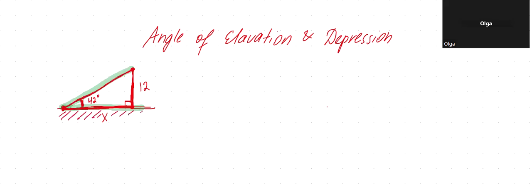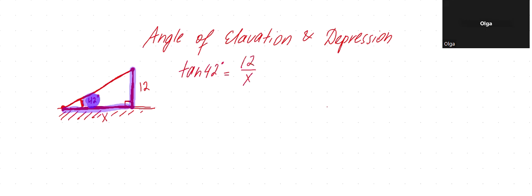Now, let's see what we have here. Let me just take a highlighter. Now we need to decide what trigonometric ratio we're going to use. Let's see what we have in terms of this angle. In terms of this angle, this is the opposite leg, and this is the adjacent leg. That means we're going to use tangent, opposite over adjacent leg. So we're going to say tangent of 42 degrees equals opposite over adjacent.